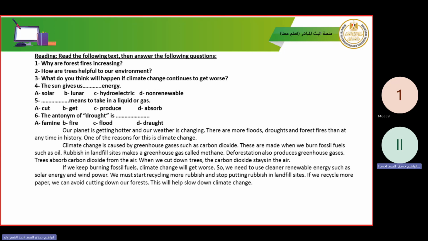That means we reached in the end that we just need to slow down, not stop climate change, because climate change is actually taking place at a very frightening speed.